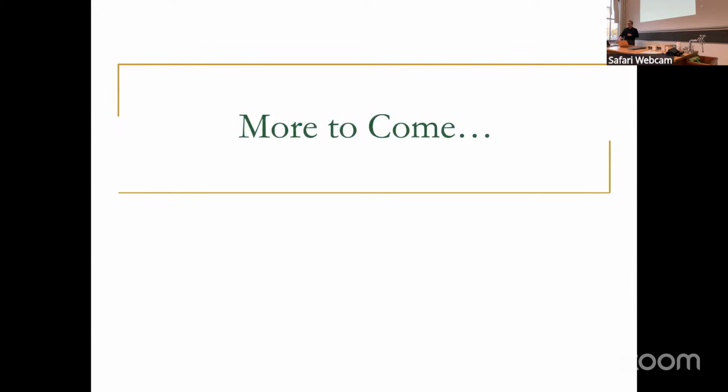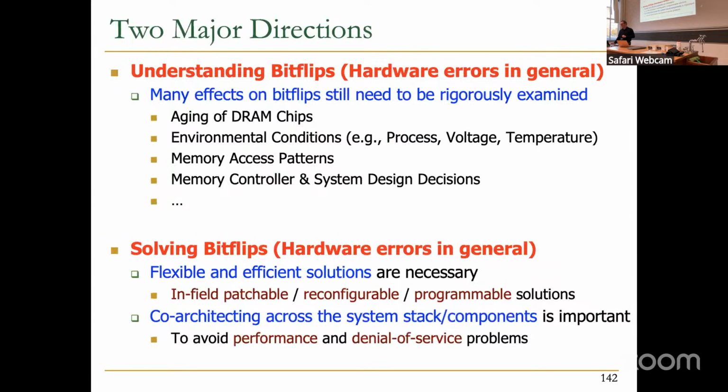Now let me give you a small inspiration of what else is to come. We need to understand bit flips more, and I think we need to understand hardware errors in general. There are many effects on bit flips that still need to be rigorously examined. Aging, for example, is something that we have been working on for multiple years, but we need to figure out exactly what's going on. Maybe someone brave here will discover things, because aging is a bit scary in my opinion, because you take some machine, put it somewhere, and it stays there forever.